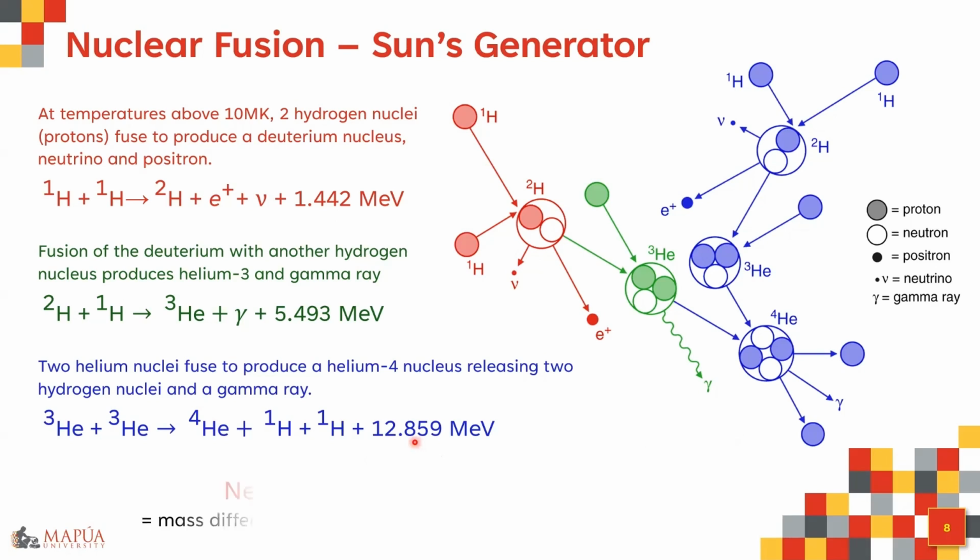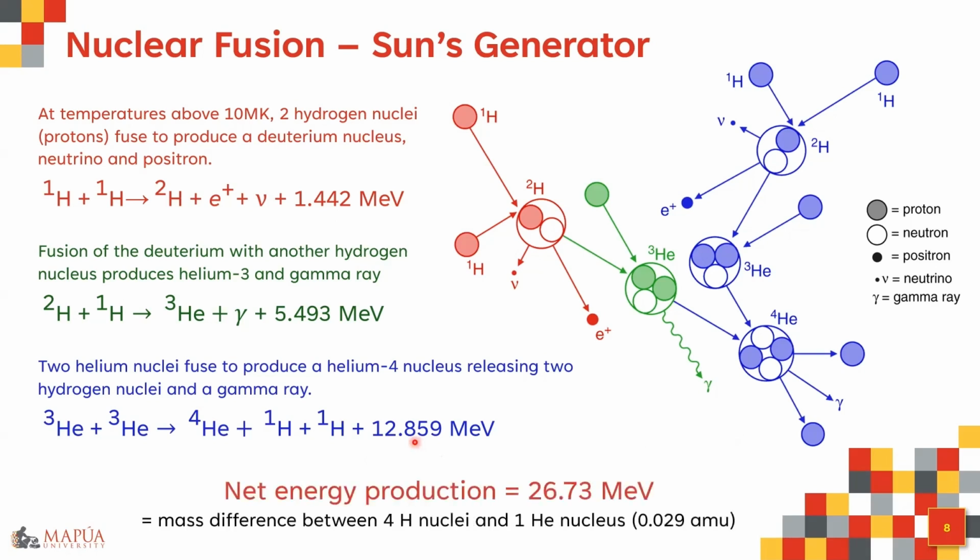In fact, this process produces a net production of about 26.7 mega electron volts. And this is equivalent to the mass difference between the two protons and 4 protons and 1 He nuclei. Okay? So ito yung net. So we need 1, 2, 3, 4. Actually 5 and 6 pala. 6 protons pala ang kailangan to produce this.